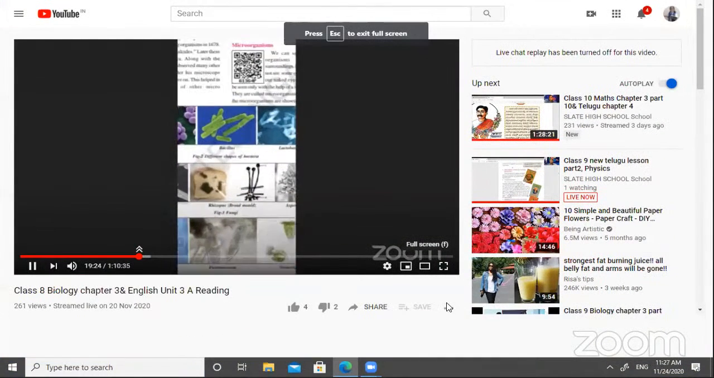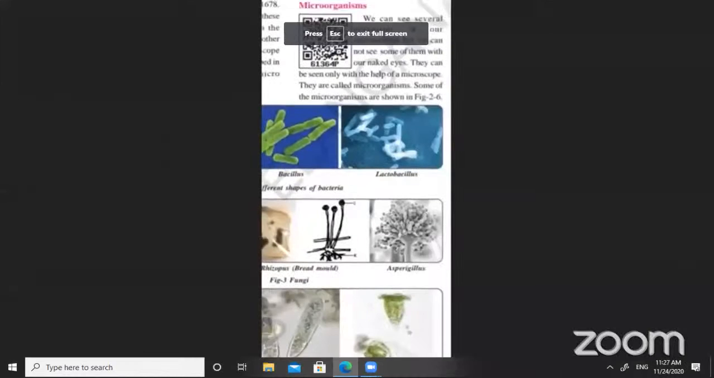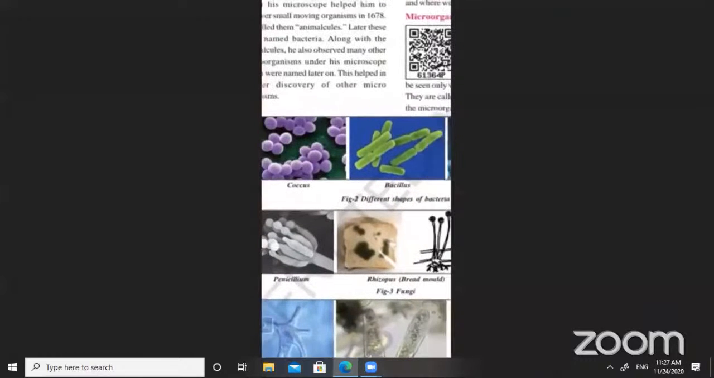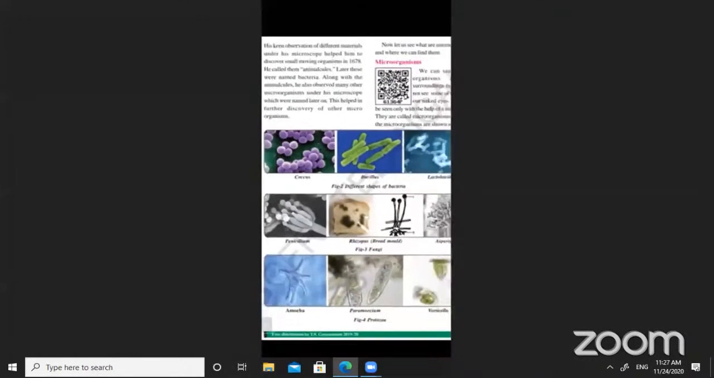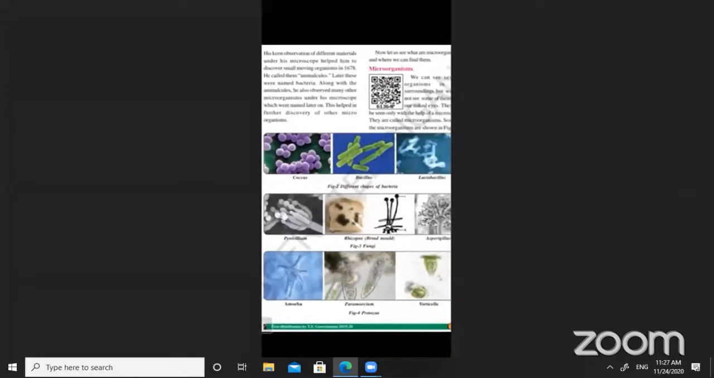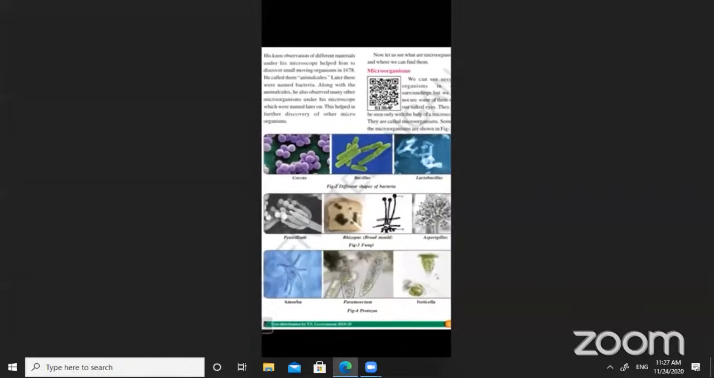Bacillus. Next, lactobacillus. This is figure number 2, different shapes of bacteria: coccus, bacillus, and lactobacillus. These are the different shapes of bacteria. Let us go for one more microorganism, that is fungi.